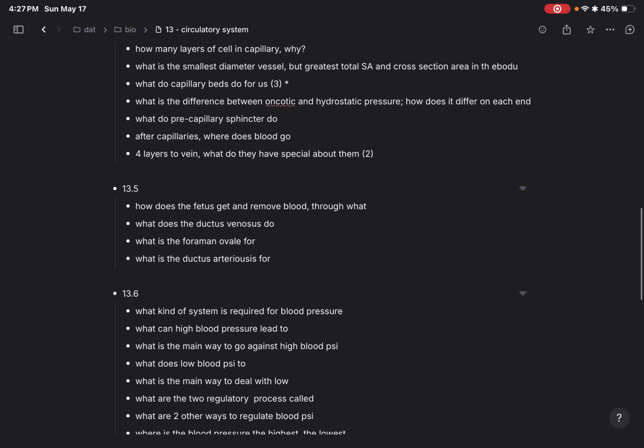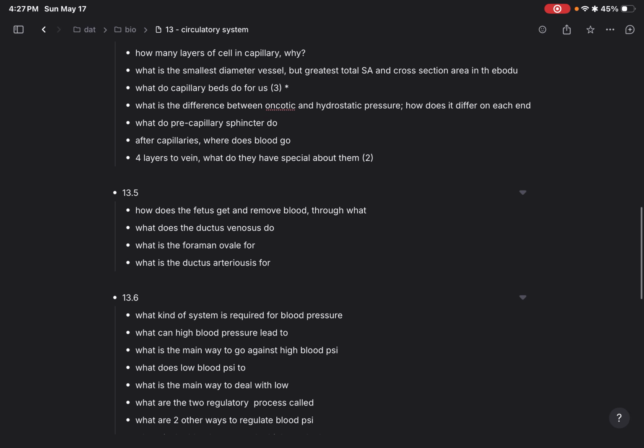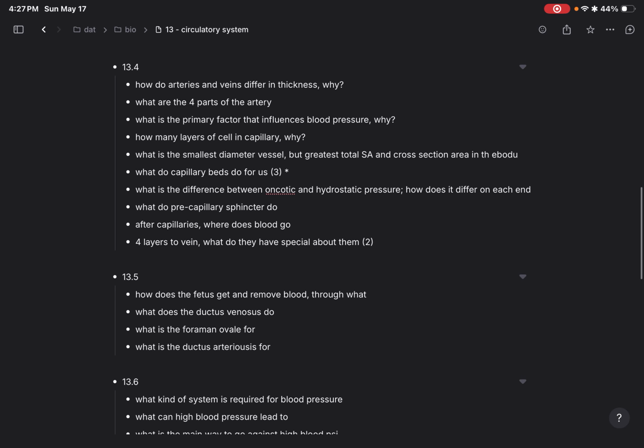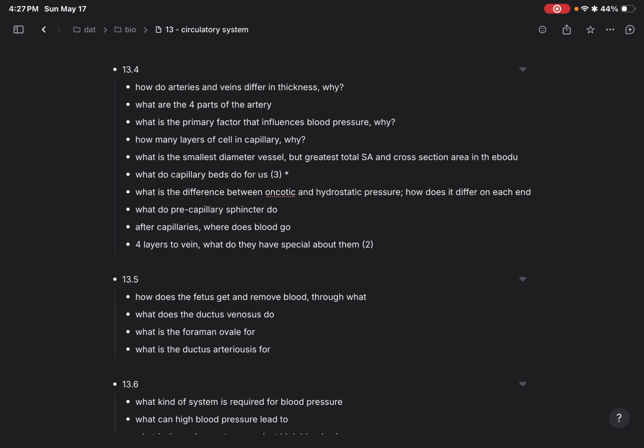Four layers to the vein. What do they have special about them? Oh, I didn't even talk about why four parts of the artery. So the innermost is going to be the endothelial cells, or will it be the outer? Yeah, I think the innermost. I want to say the innermost is the endothelial cells. Let me ask this thing.